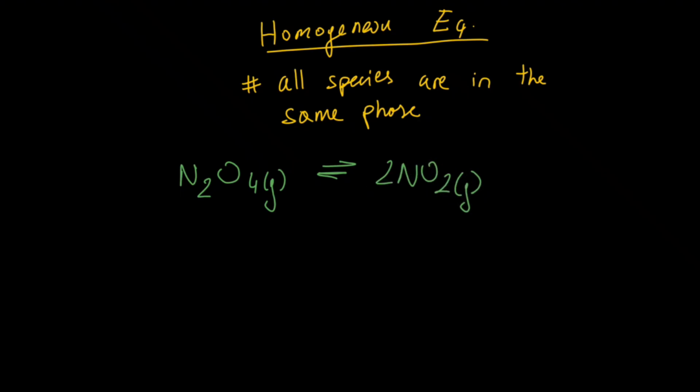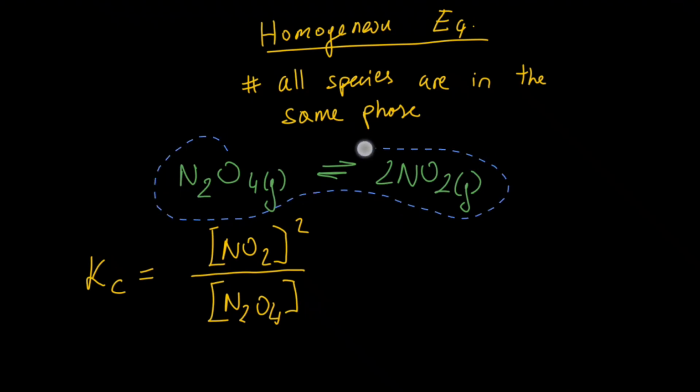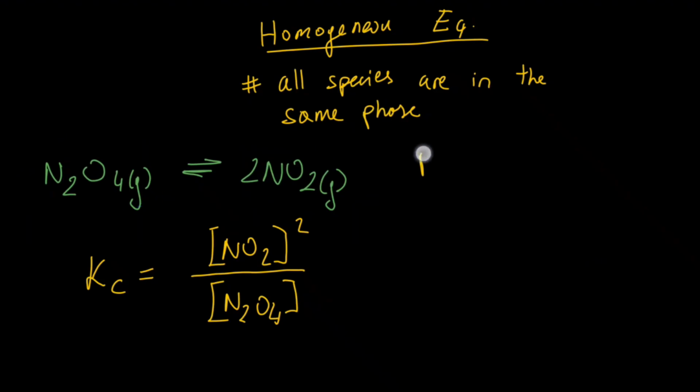So we can write the Kc for this reaction, right? And Kc becomes NO2 concentration squared over N2O4. And for this kind of reactions, if all the species are in the gas phase, then we can use the pressure.